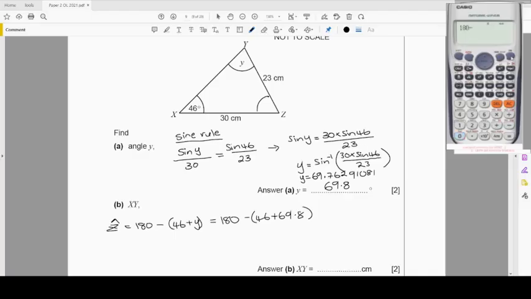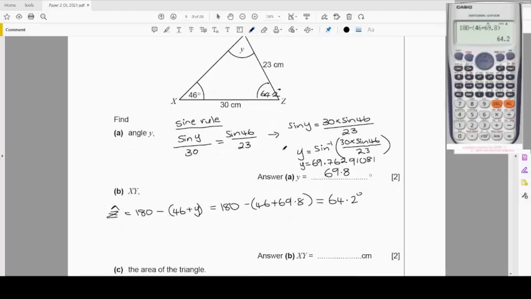So here brackets, very important. Make sure you put them the way I have there. So this is 46 plus 69.8. And as a decimal, this is 64.2. So this angle here is 64.2 degrees. Okay, now I can use the sine rule to work out xy.